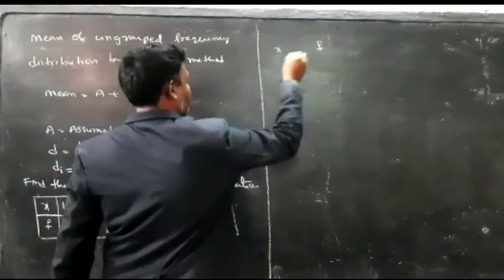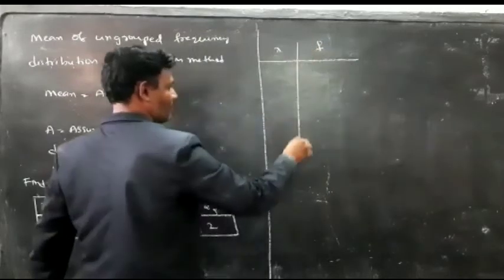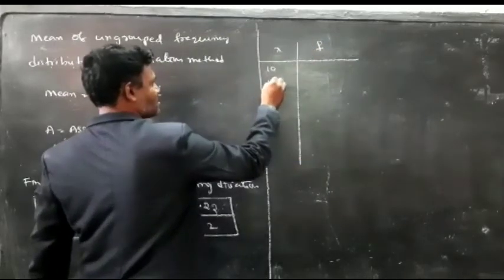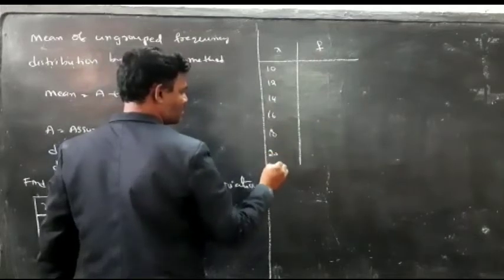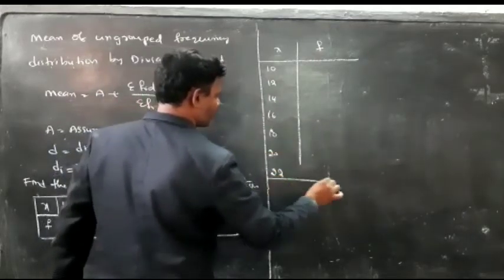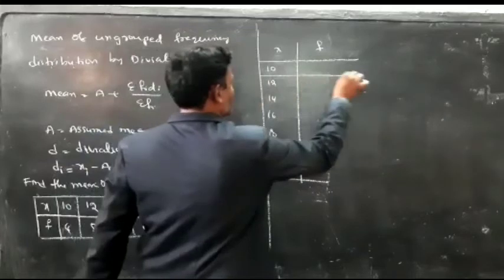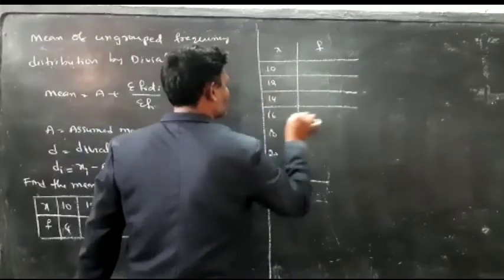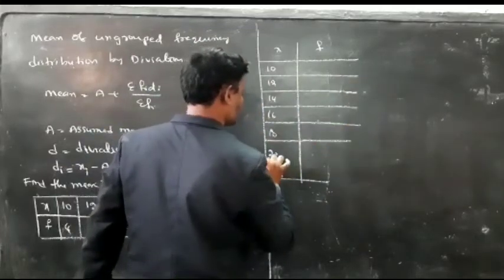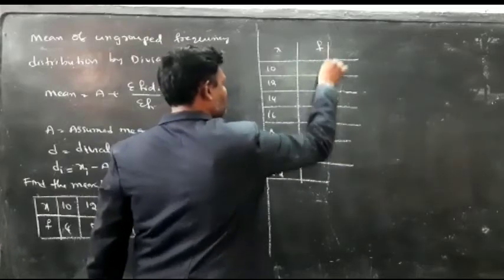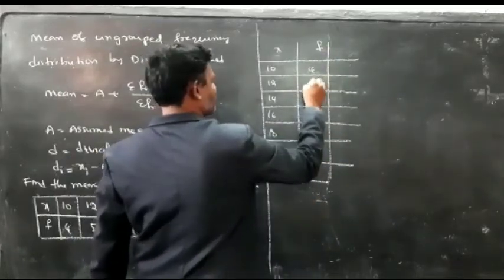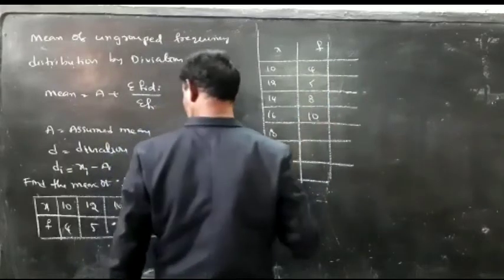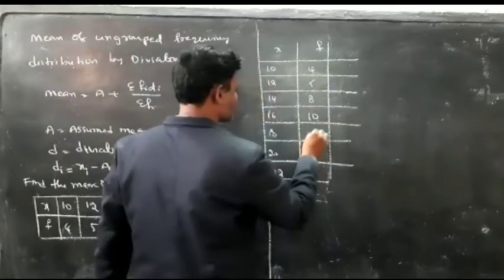Find the mean of the following table by using the deviation method. x and f. x values are 10, 12, 14, 16, 18, 20 and 22. Then the frequencies are 4, 5, 8, 10, 7, 4, 2.